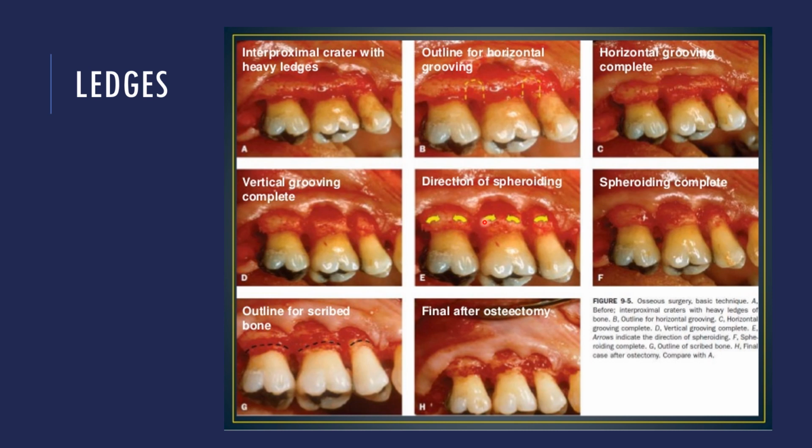Otherwise called, for these very thick and wide margins, it is also called spheroiding. It's basically nothing, it is just the technique of radicular blending, the result. So then if it is complete, we go for scribing. Scribing, as we told, is the flattening of interproximal bone along with gradualizing the marginal bone, and then the final ostectomy. Okay, so you can go through the procedure and there is a final outcome after ostectomy.